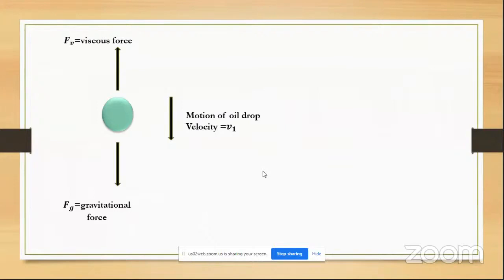This velocity can be determined by recording the time required for the oil drop to fall a certain distance with a constant velocity. For calculating the gravitational force, we can take into consideration the buoyant force, which equals 4/3 pi r cubed (rho minus rho air) g, where 4/3 pi r cubed is the volume of the oil drop, rho is the density of the drop, rho air is the density of the air, and g is the acceleration due to gravity. And using Stokes' law, F equals 6 pi eta r v1, where r is the radius of the drop and eta is the viscosity of the air.